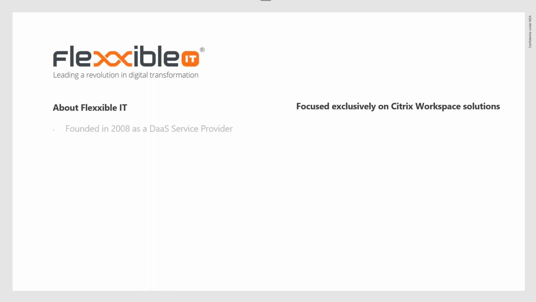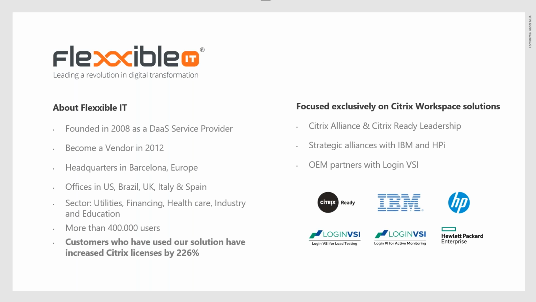Flexxible IT has been around for over a decade, which I know in IT time is about 63 years. But we were founded in 2008 as a DaaS offering, a desktop as a service provider. And through that time, we were with Citrix at the time with different products changing names, different architectures being implemented with the Citrix solution. So we've been around to see all this.